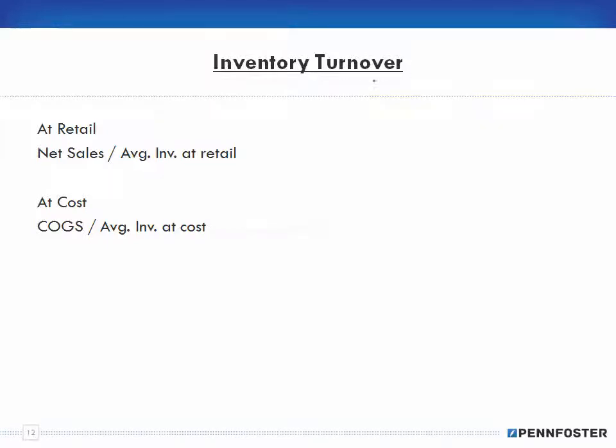Inventory turnover is exactly what the name implies. How many times do you turn over your inventory during a period of time? Over the course of a year, you want to be turning that inventory over more and more. So the higher the number, the more profit you're most likely making, the better that you're doing. Okay, that's one of the ratios.